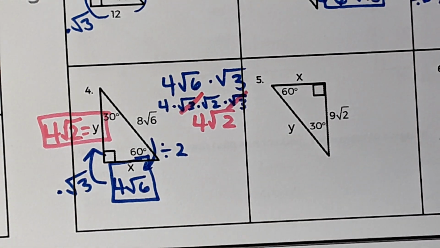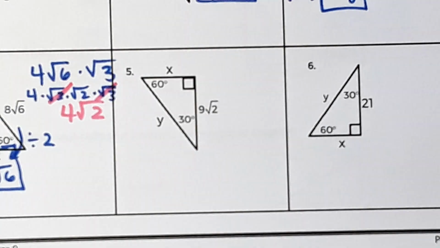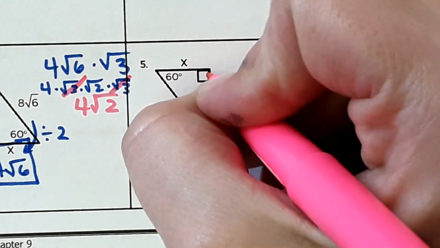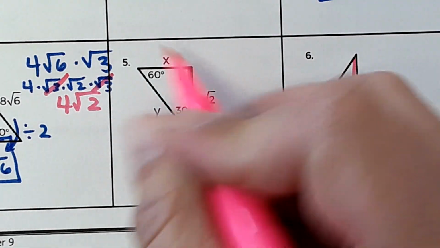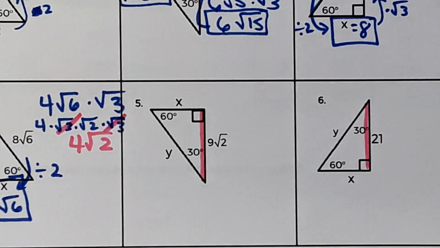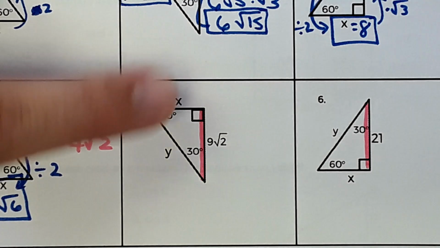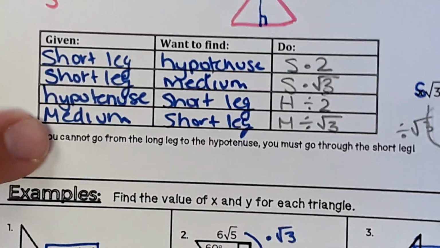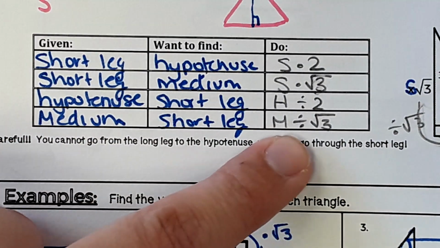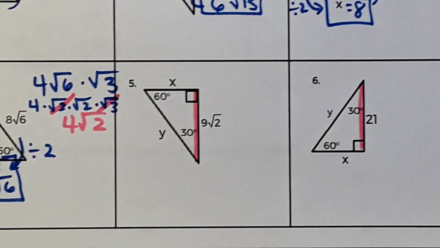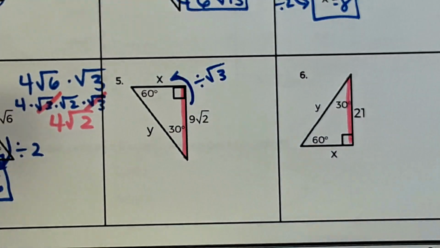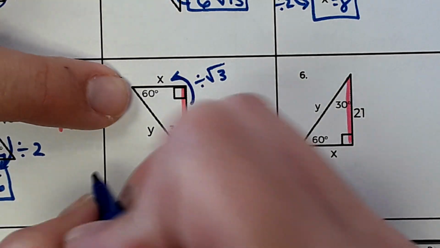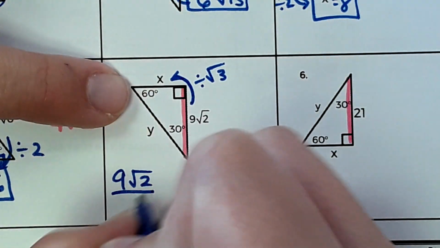Okay, then 5 and 6, they give you the medium length side, and then you have to figure out everything else. So they give us the medium length side, and we have to work backwards. So to go from medium length to short, and again, we could look at this here, medium to short, we have to divide by square root of 3. So medium to short, dividing by square root of 3. So 9 square root of 2 divided by square root of 3.